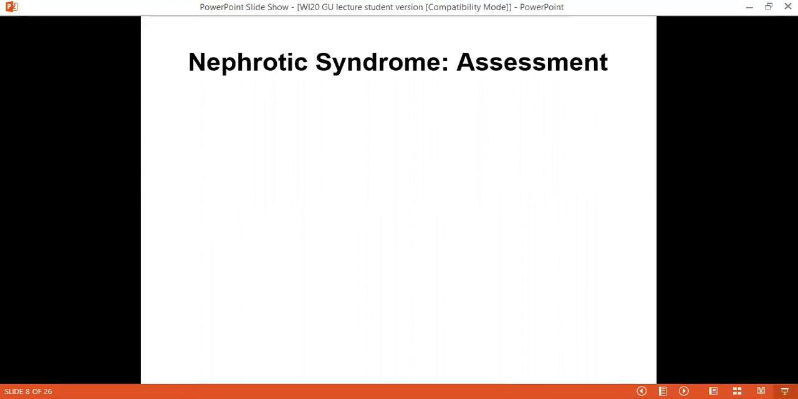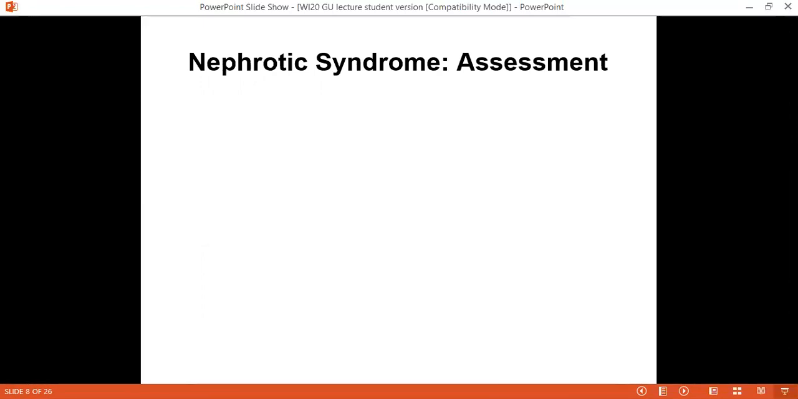Okay, so nephrotic syndrome assessment, and again, make sure you're kind of wrapping your head around nephrotic syndrome. You could see it as nephrosis. You could see it as MCNS, minimal change nephrotic syndrome. Make sure you're listing all three names so you know exactly what we're talking about. If you see nephrosis, think, oh, nephrotic syndrome.